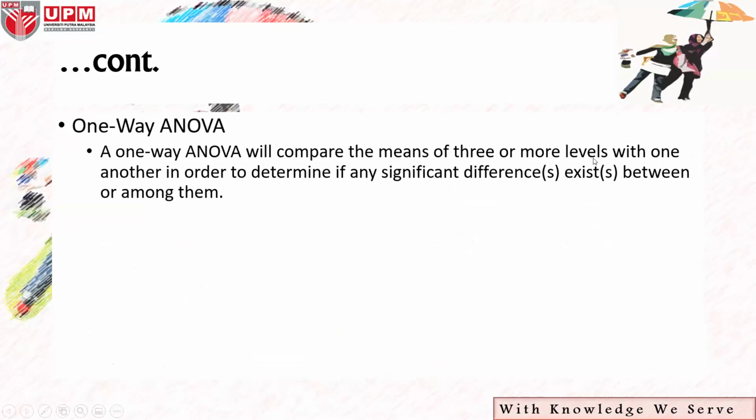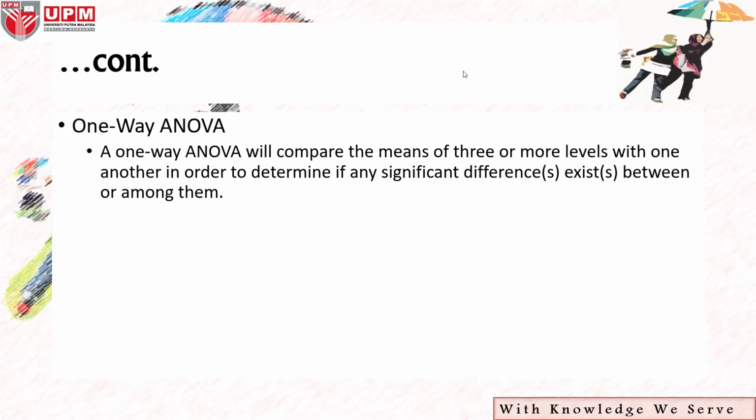Okay, another analysis that we can use to compare between the groups is one-way ANOVA. If in t-test just now, it only involved two groups, either one sample t-test, dependent sample t-test, or independent sample t-test, it's only comparison of two groups. But in one-way ANOVA, the comparison involved more than two groups. One-way ANOVA ni, we are interested to compare more than two groups.